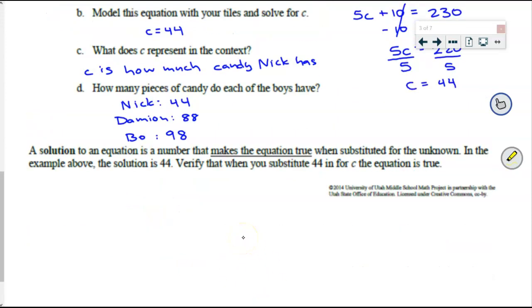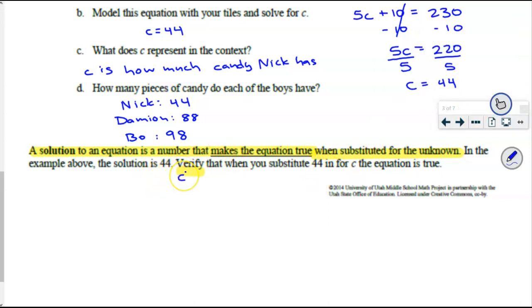And one last vocabulary word to highlight. I think it's one last one. A solution to an equation is a number that makes the equation true when substituted for the unknown. In the above example, the solution is 44. It says verify that when we substitute 44 in for C, the equation is true. We know it is because we solved it, but verifying is checking our answer. When we verify, that's when we check.